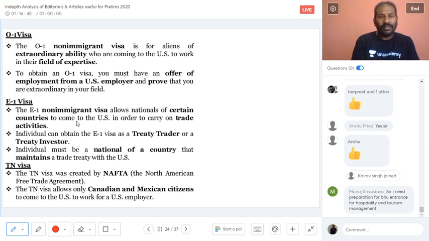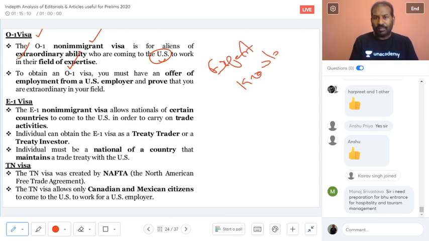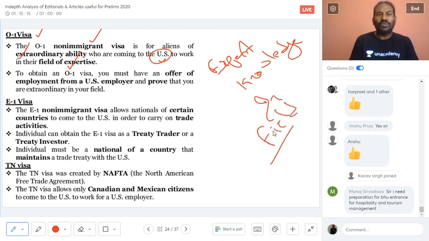And you have another visa called the O1 visa. This is a non-immigrant visa for those who have extraordinary ability. Please do understand here, it is for those who are getting into the US to work in their field of expertise. So whoever has expert knowledge in a particular field can get into the US to work in a US company in that field of expertise. So that is the O1 visa.